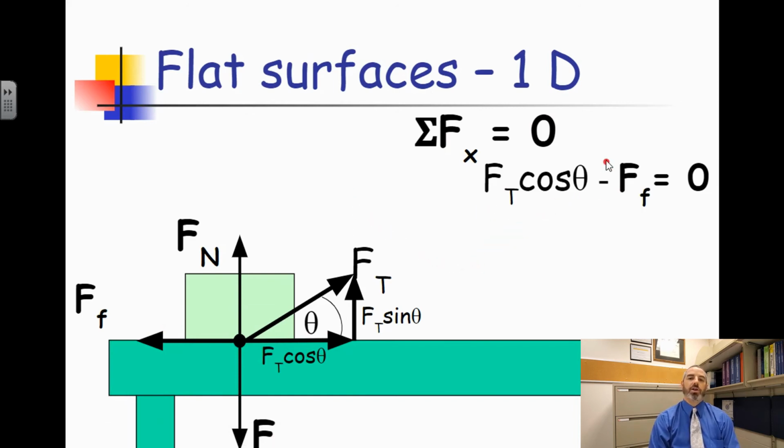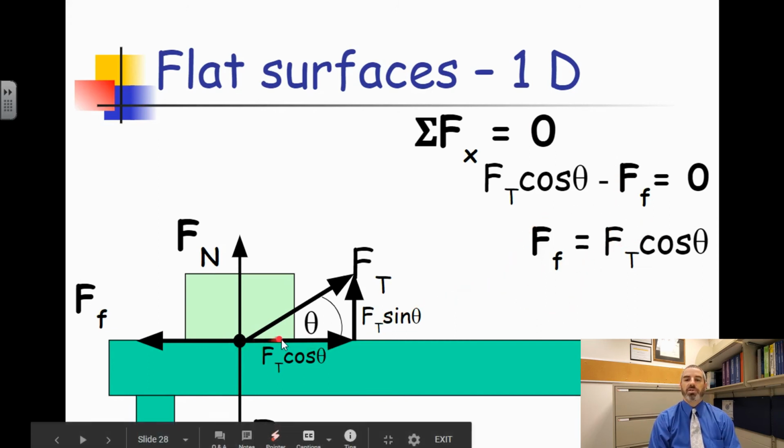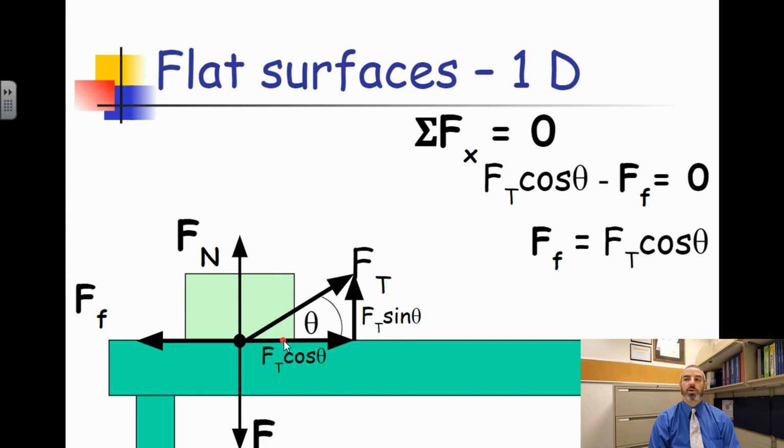I can solve for friction to get Ft cosine theta equals the friction force, plugging 50 in for the tension force and 25 in for the angle. I type 50 cosine of 25. Make sure your calculators are in degree mode, otherwise you will not get the same answer. And you can see 45.32 newtons is the value of our frictional force.